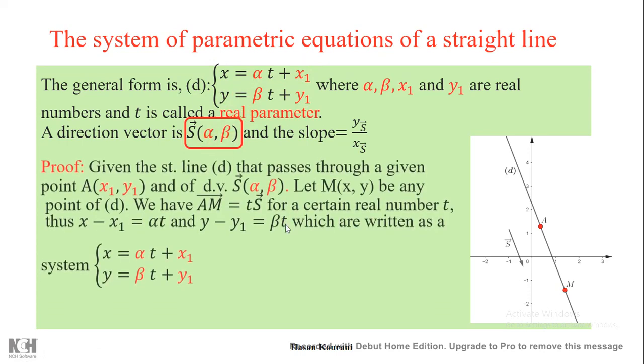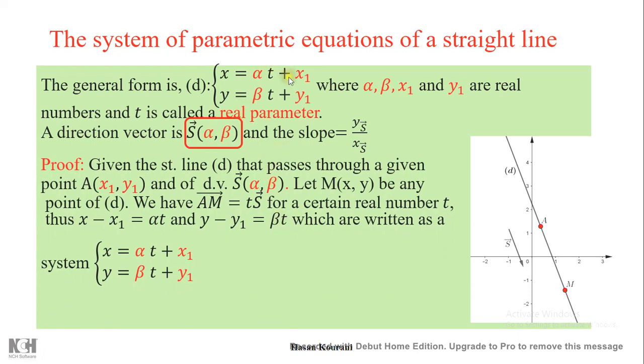Okay, let's see the proof of this form. How did we get this form? This proof helps to understand the form of parametric equations. Let's say we have a straight line that passes through a given point A, x1, y1, with known coordinates, and a direction vector s of alpha, beta, also known. If we use this graph, we have a direction vector and we have a given point.